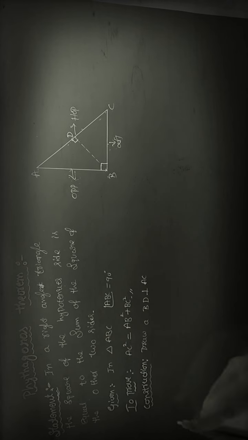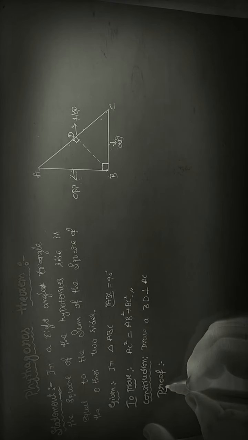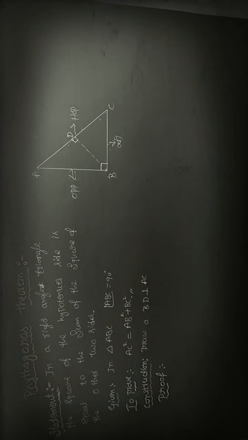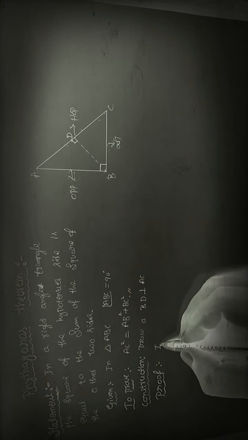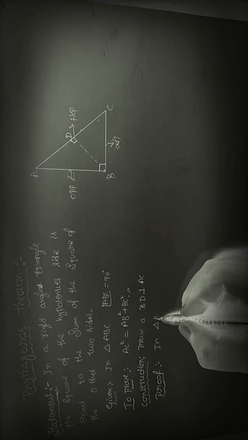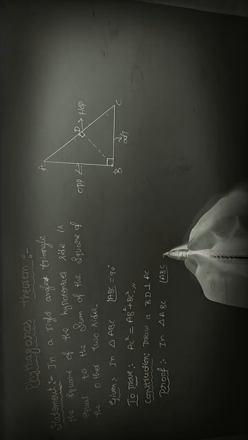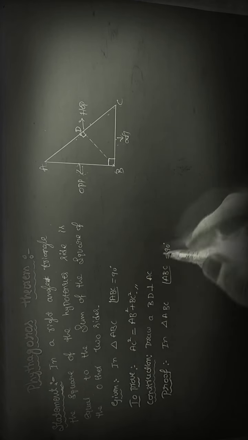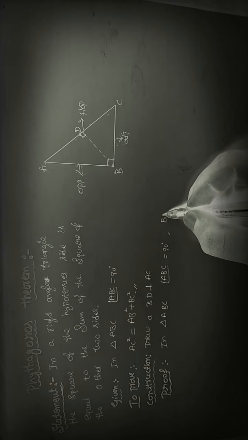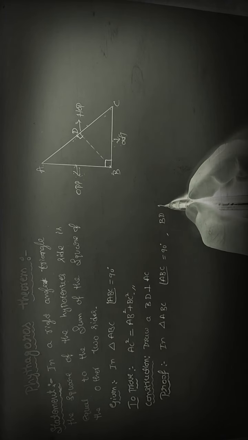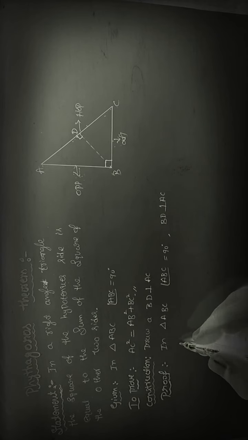So now we are going to the proof. In this proof, consider the right angle triangle ABC, angle ABC is equal to 90 degrees, right? This is the given. And what we did is we drew BD perpendicular to AC.